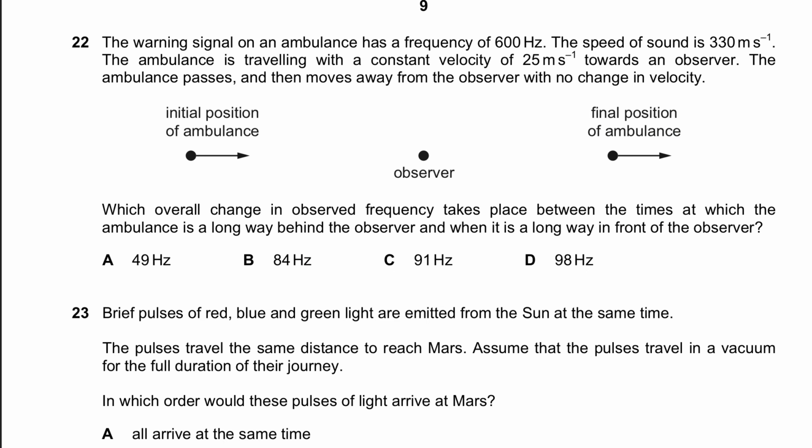Question 22 is another repeat question from October-November 2016. The question says the warning signal on an ambulance has a frequency of 600 Hertz. The speed of sound is 330 meters per second. The ambulance is traveling at a constant velocity of 25 meters per second towards an observer. The ambulance passes and then moves away from the observer with no change in velocity. Which overall change in observed frequency takes place between the times at which the ambulance is a long way behind the observer and when it is a long way in front of the observer?